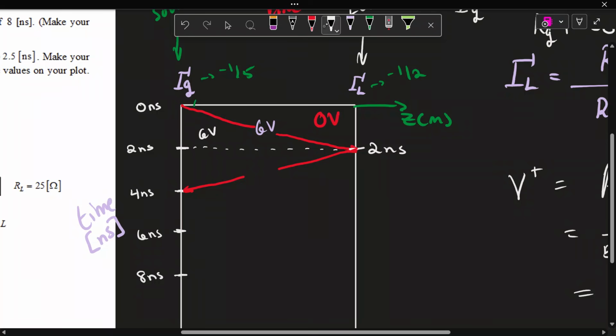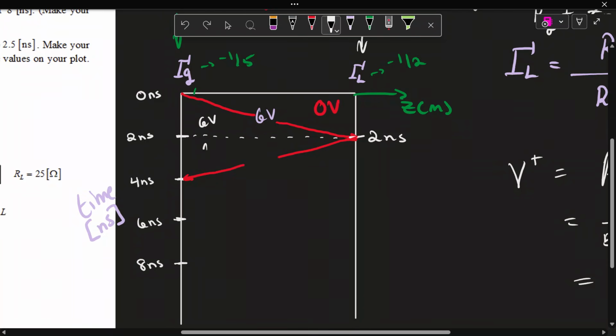Okay, so what goes in this area? Well, this is still 6 volts because you have no arrow pointing in between these 2 points. So you have 6 volts in this entire triangle.